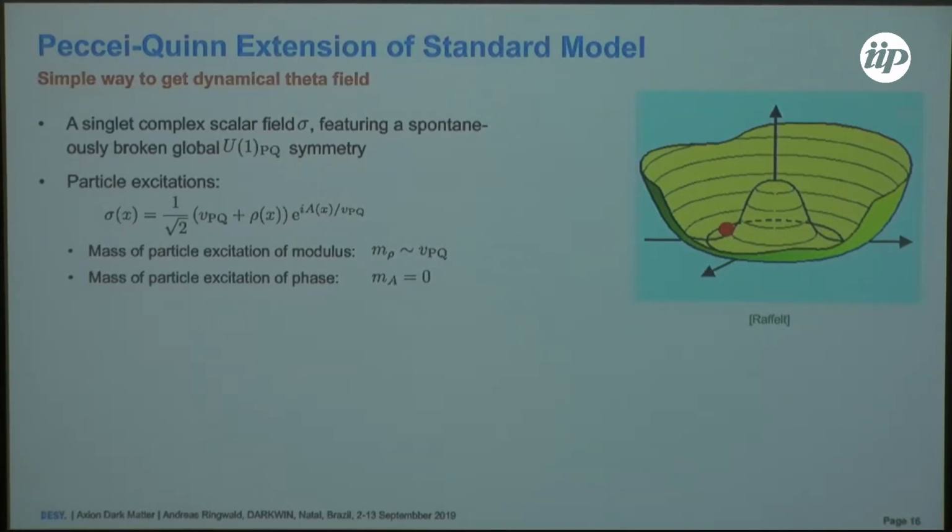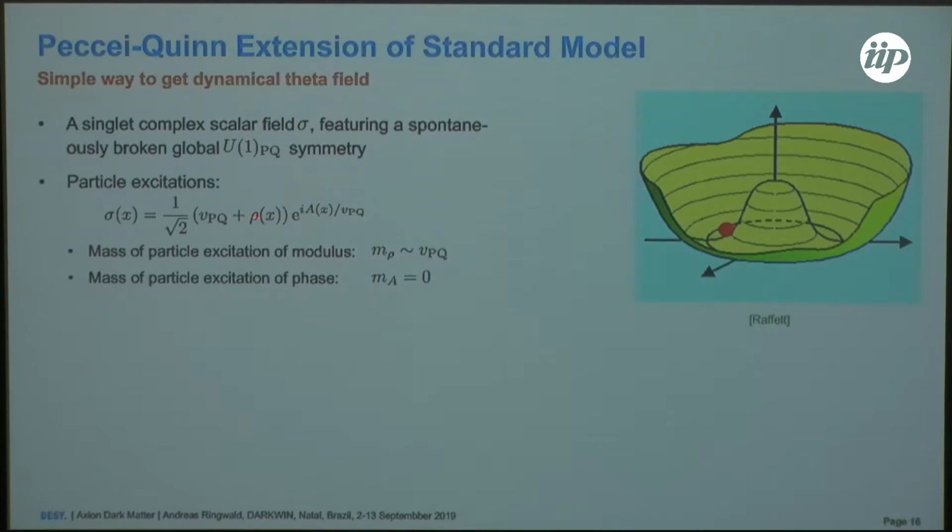So it should have a self-interaction potential itself, looking like the bottom of a wine bottle. I was told I should not call it Mexican hat anymore. So it's the bottom of a wine bottle. And the particle excitations you can, of course, read off arising from this spontaneously symmetry breaking potential. So you write the sigma field in terms of a radial component, a fluctuation around the radial component, and in terms of a phase.